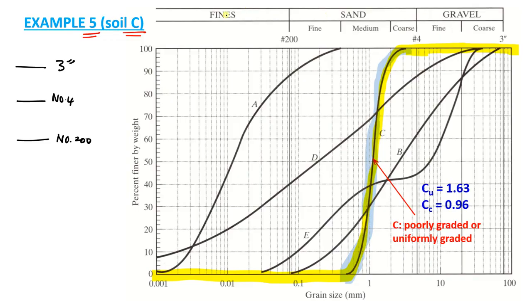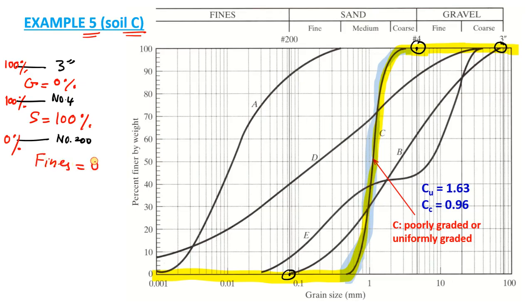So what is the value here? If you look here, the value at 3-inch sieve is 100. What is the value at number 4 sieve? 100. What is the value at number 200 sieve? 0. So let me write here these values. So this value here is 100%, 100%, 0%. So it means gravels is going to be 100 minus 100, 0%. And sand is going to be 100 minus 0, 100%. And the fines, passing number 200, is 0%.